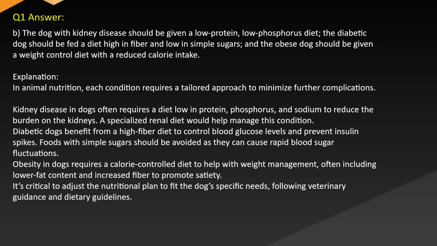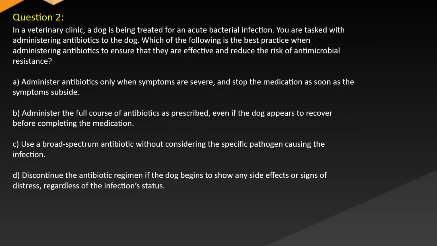Question 2. In a veterinary clinic, a dog is being treated for an acute bacterial infection. You are tasked with administering antibiotics to the dog. Which of the following is the best practice when administering antibiotics to ensure that they are effective and reduce the risk of antimicrobial resistance?